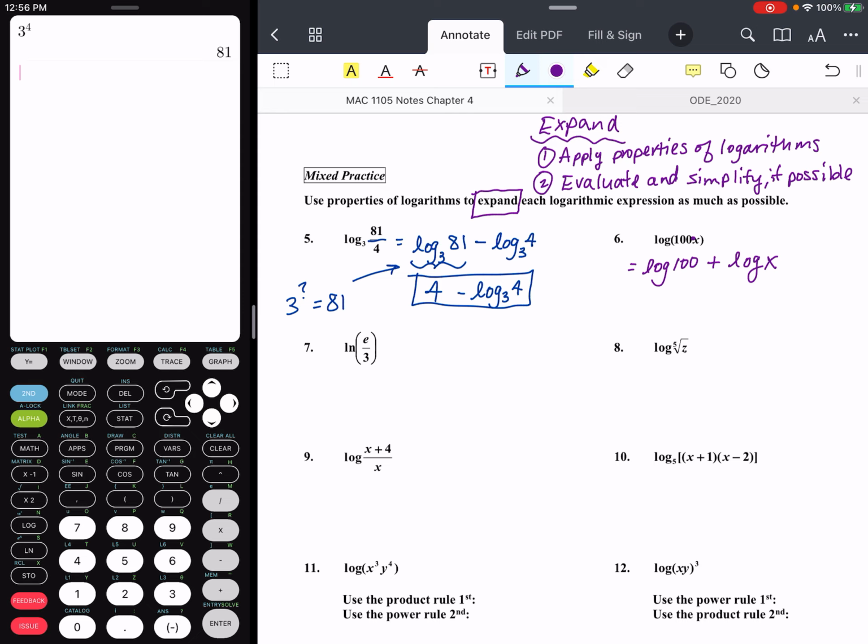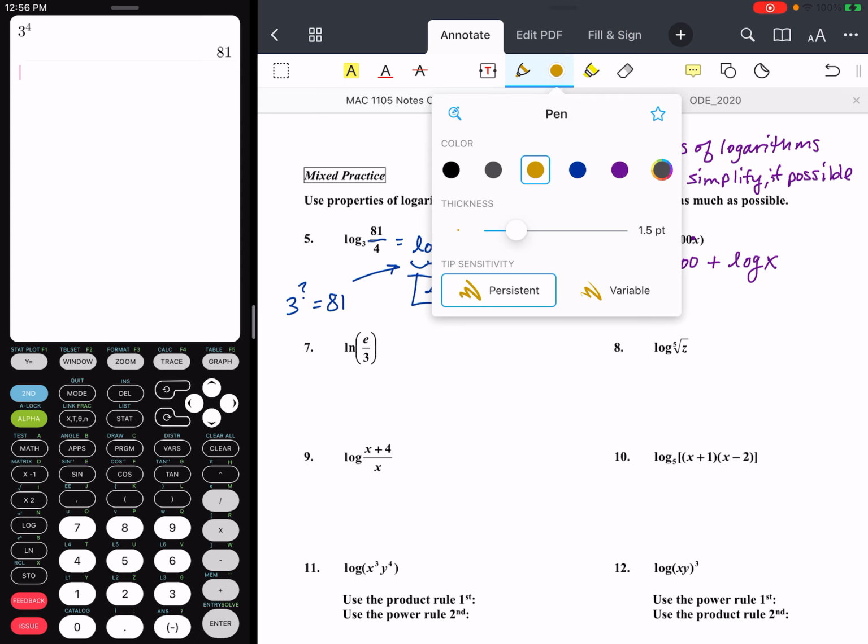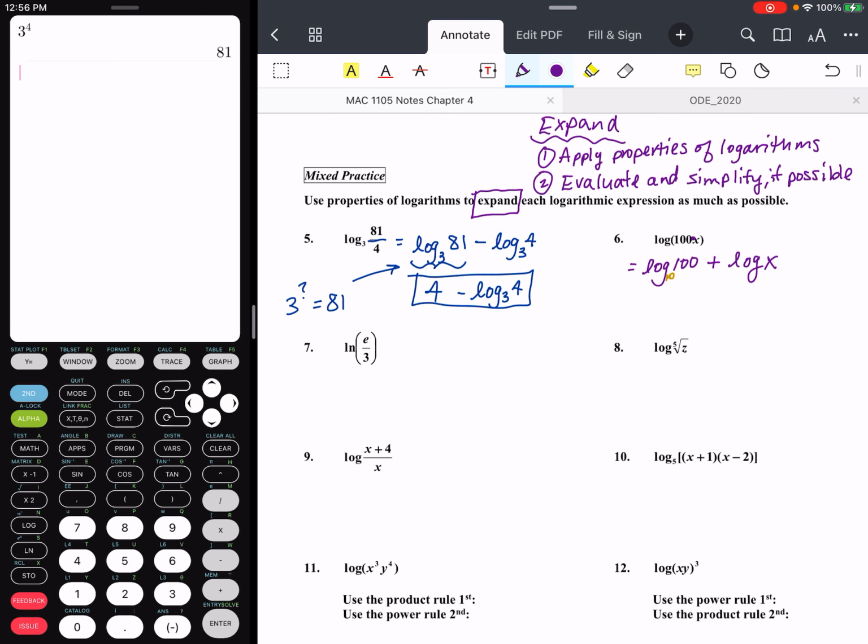And can we evaluate this further? I'm glad you asked. Remember, we have the common log, which even though we're not writing it, common log means there's a little base 10 there. So we don't actually write that as a final answer, but just a reminder that that exists. So this is basically saying 10 to what power equals 100. And I know that 10 squared equals 100. So this guy simplifies to 2 plus log of x.